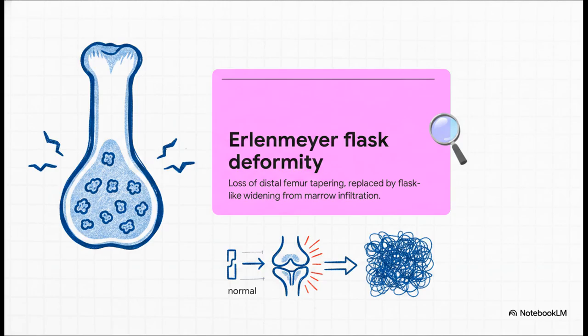Down in the bone marrow, this severe cellular infiltration causes what is arguably the most disabling aspect of the entire disease. Patients suffer from incredibly painful bone crises and avascular necrosis, particularly of the femoral head. It also completely disrupts normal bone remodeling. This leads to a classic radiological finding known as the Erlenmeyer flask deformity. So the normal tapering of the distal femur is just entirely lost. It gets replaced by this abnormal flask-like widening because the bone marrow is quite literally packed full of Gaucher cells.